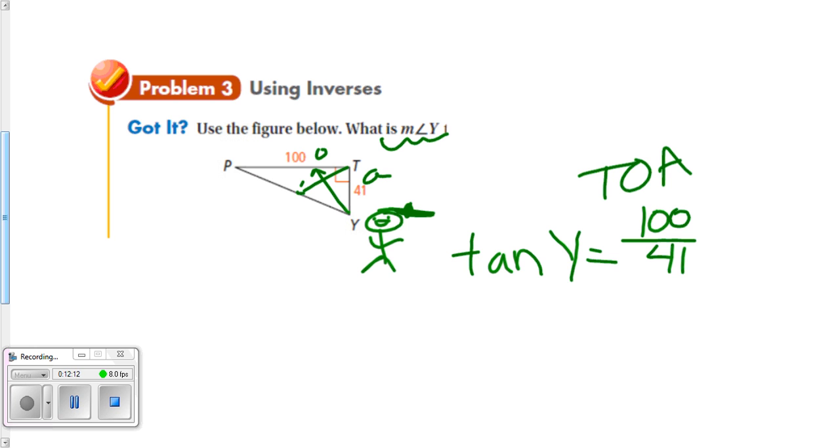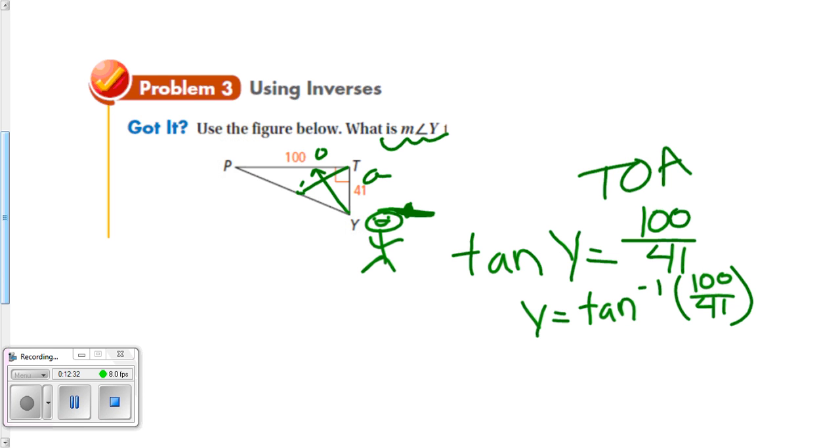All right, now I need to get Y alone, so I'm going to divide by tangent, which, guys, essentially is taking the inverse of the tangent. So I am taking the inverse. That's what that -1 means, because anything to the -1 power is 1 over it, so it's like 1 over tangent. I'm dividing by it, and I can just type that into my calculator.